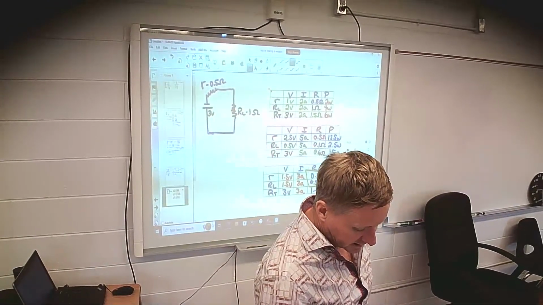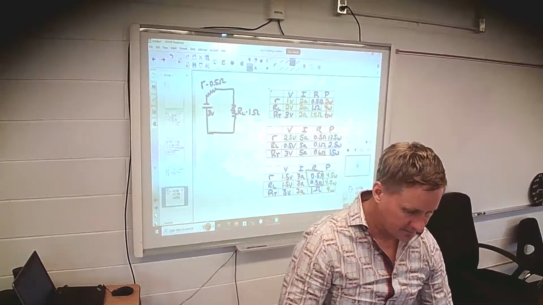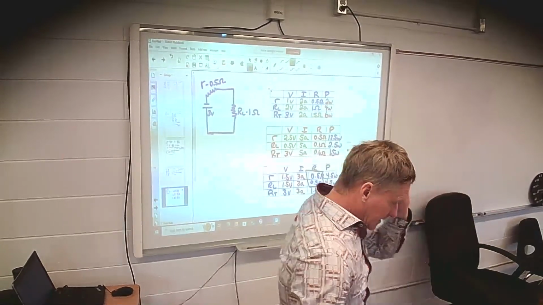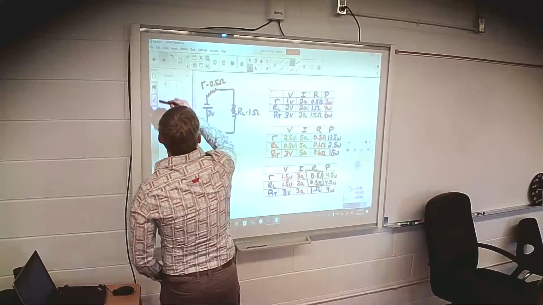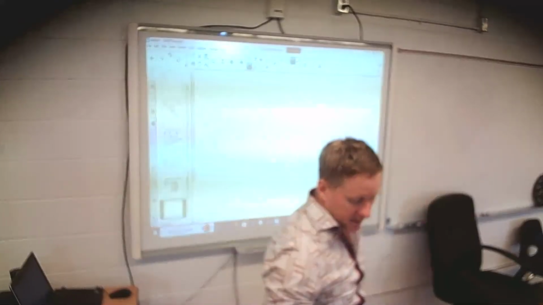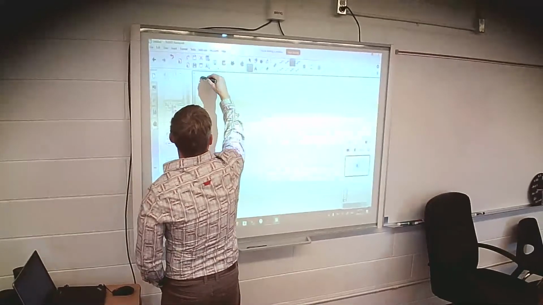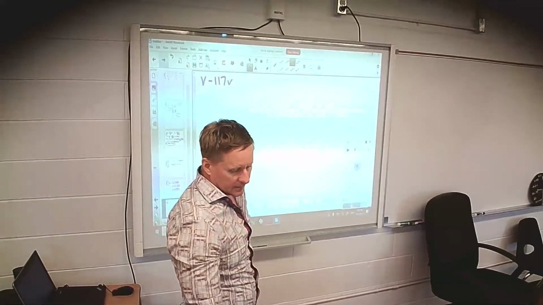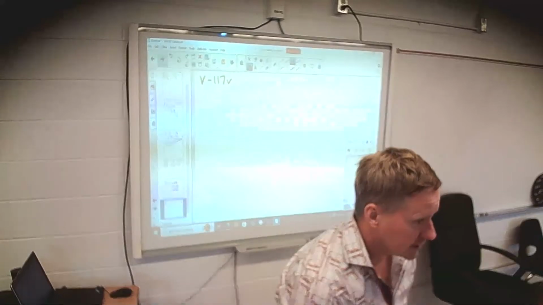Okay, let's look at this last example question here. A small electric furnace is connected across a 117 volt line. It's on page 6, I think, of your sheets.